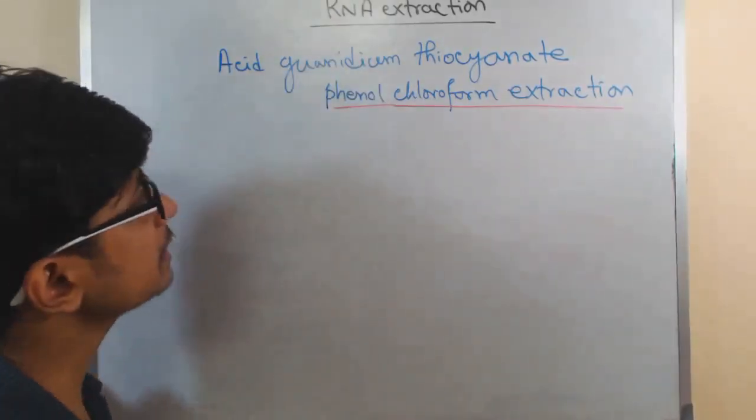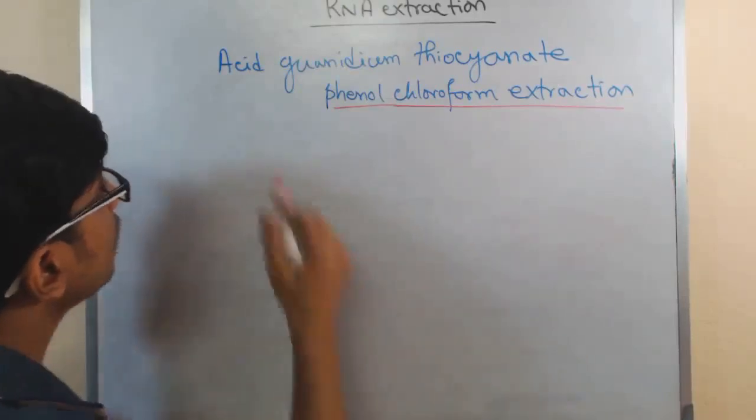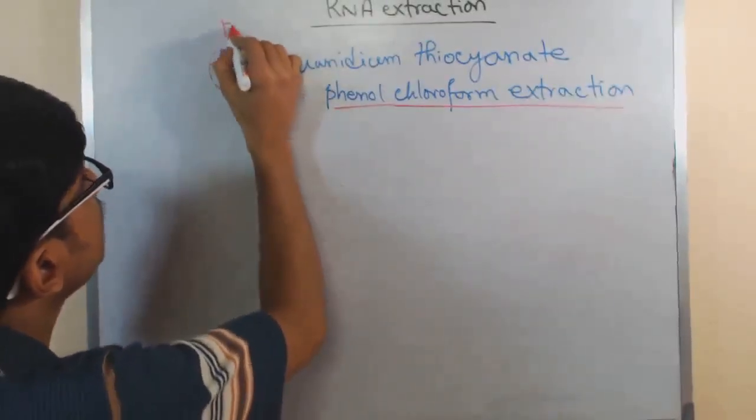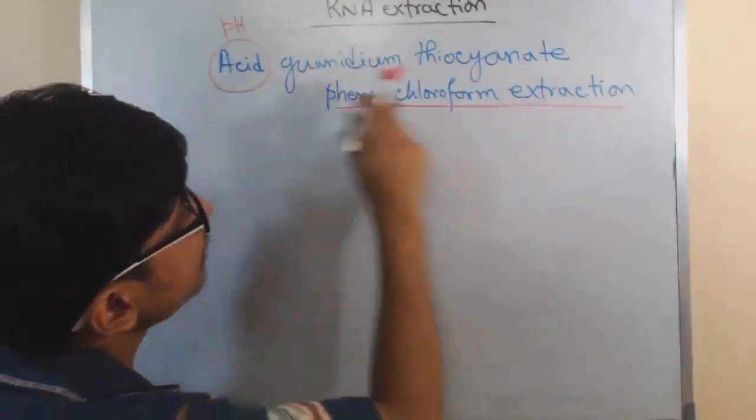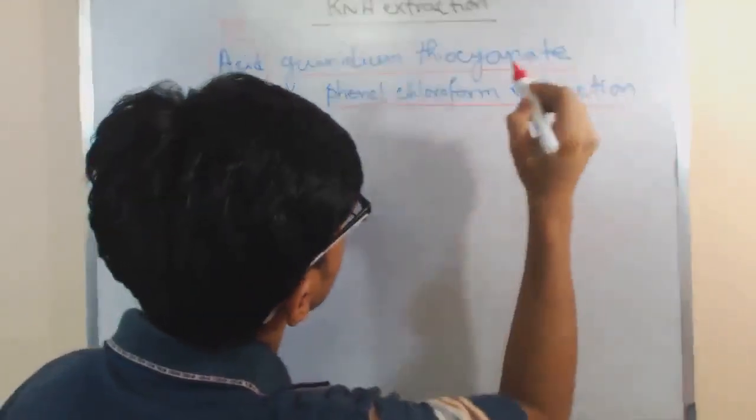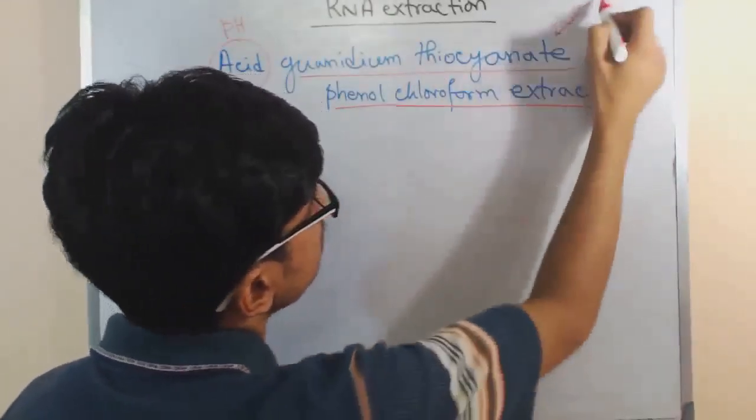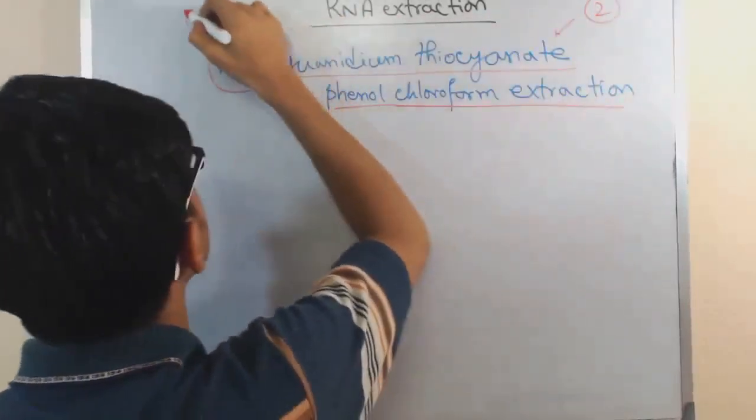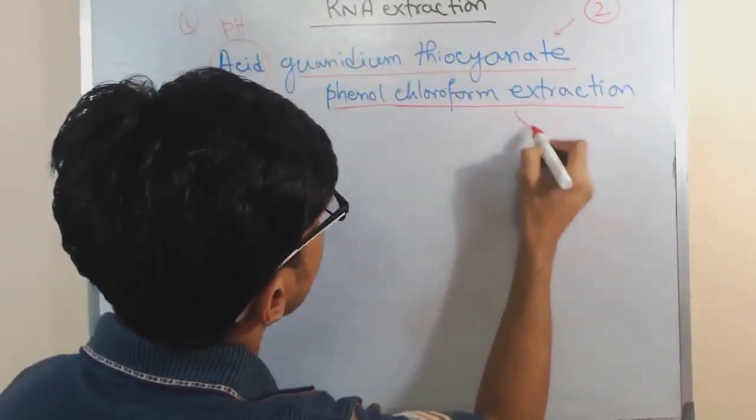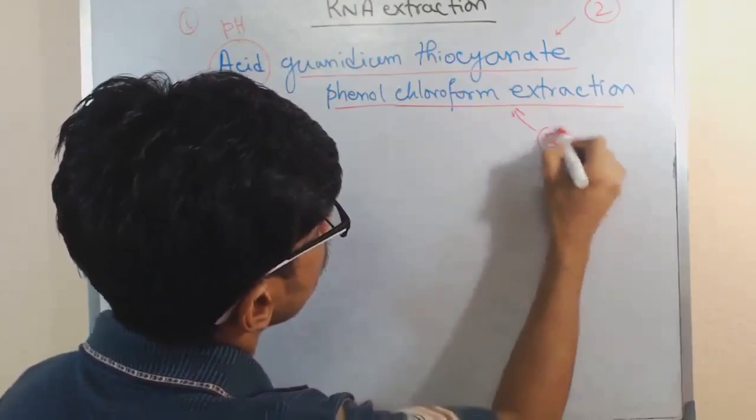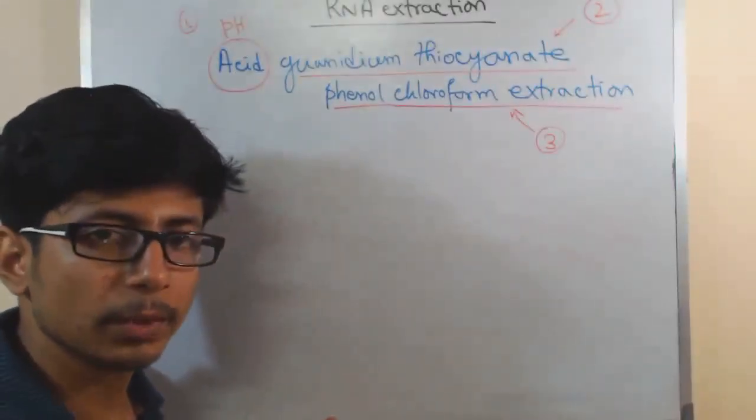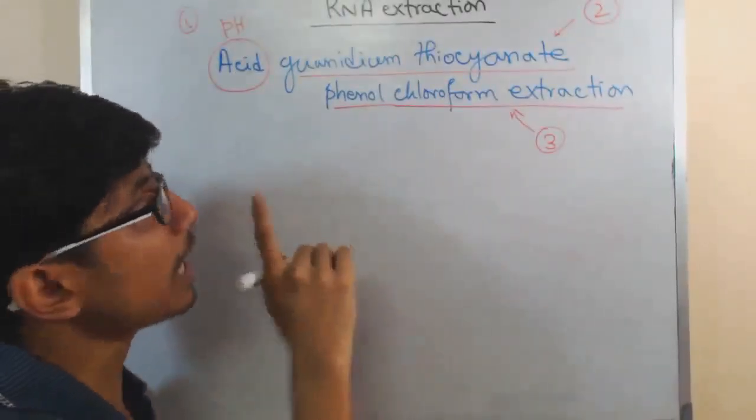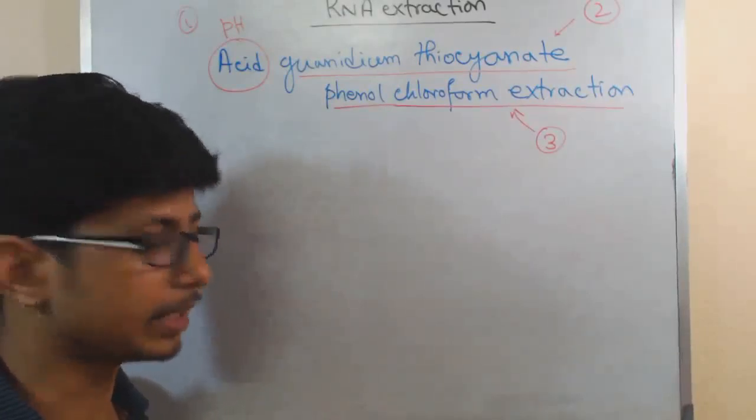And here you can see three different things. One is acid, that means pH. The second thing is guanidium thiocyanate, this is a particular factor. And the third one is the phenol chloroform. These are the three components which are very important for RNA extraction in the conventional method.